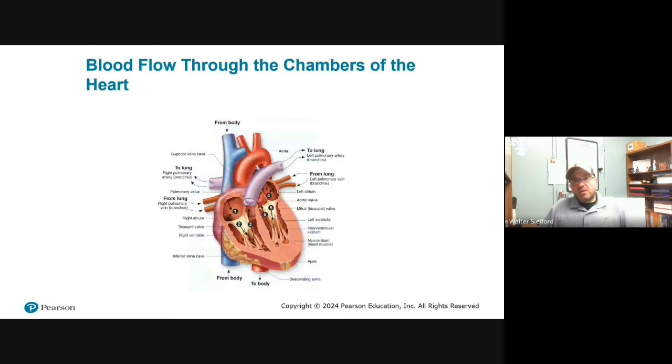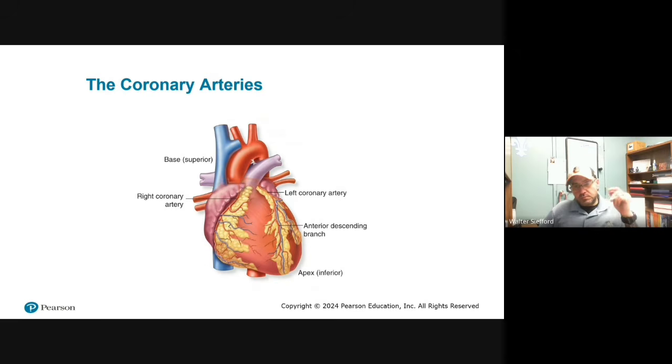So, blood going to the heart, like we talked about before, from the body into the right atrium, through the tricuspid valve, right ventricle, to the lungs, back from the lungs into the left atrium, left ventricle. Coronary arteries, these are the arteries that the body uses to actually perfuse the heart itself, to give the heart the blood that it needs. So we have right coronary, anterior descending branch, you have a posterior descending branch also, and left coronary artery.